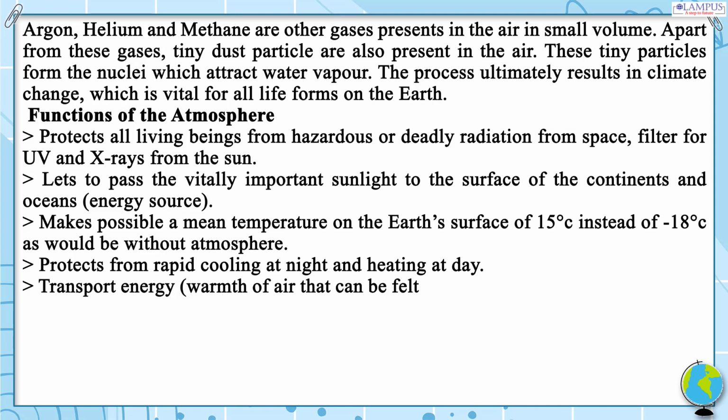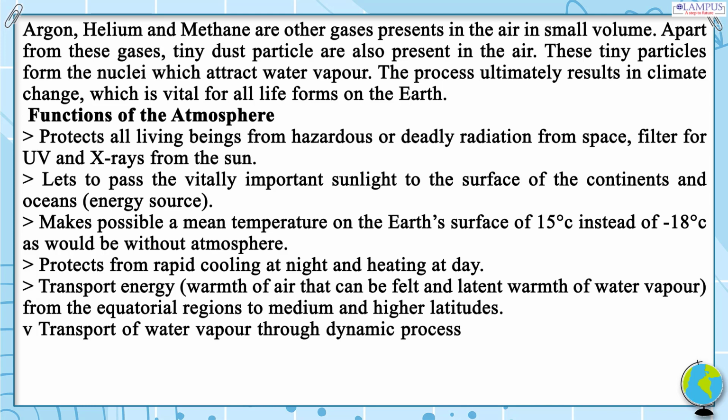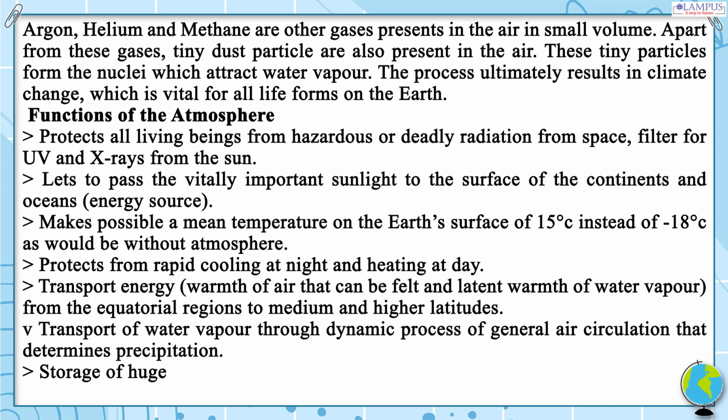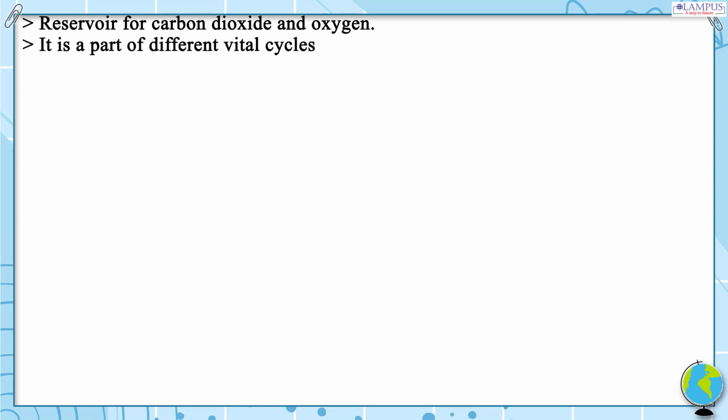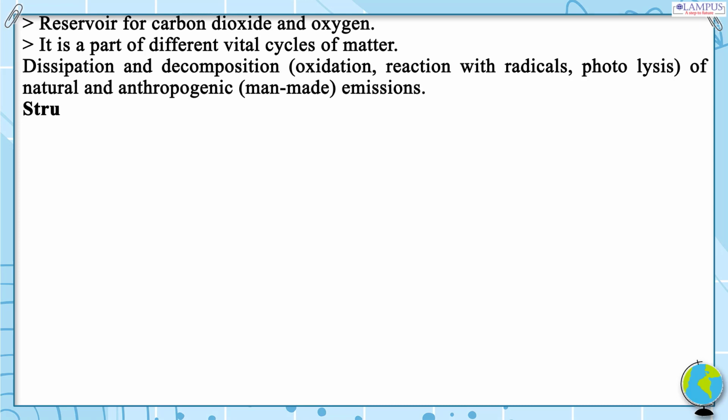Transports energy, warmth of air that can be felt and latent warmth of water vapor, from the equatorial regions to medium and higher latitudes. Transport of water vapor through the dynamic process of general air circulation that determines precipitation. Storage of a huge amount of nitrogen, important for plants. Reservoir for carbon dioxide and oxygen. It is a part of different vital cycles of matter. Dissipation and decomposition, oxidation, reaction with radicals, photolysis, of natural and anthropogenic, man-made, emissions.